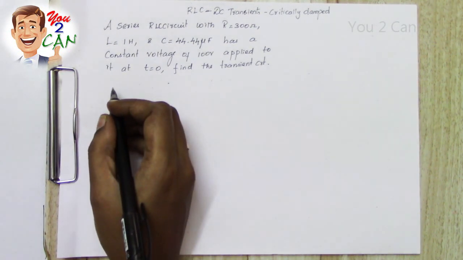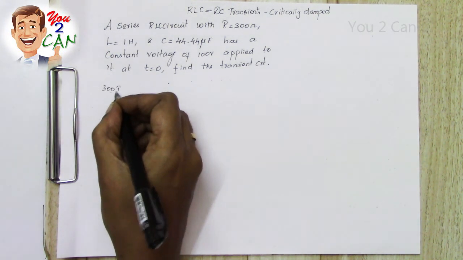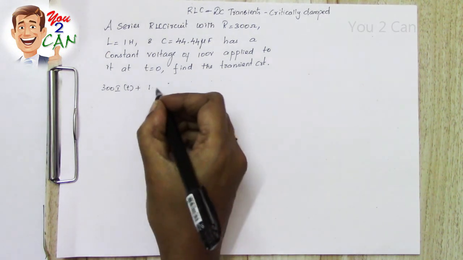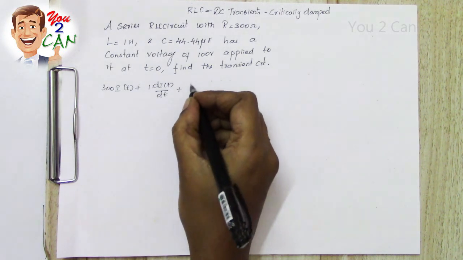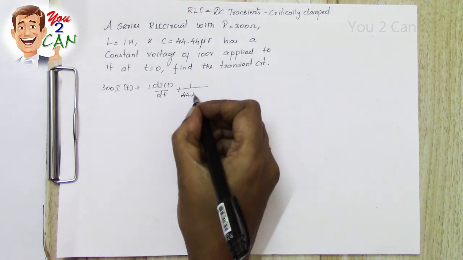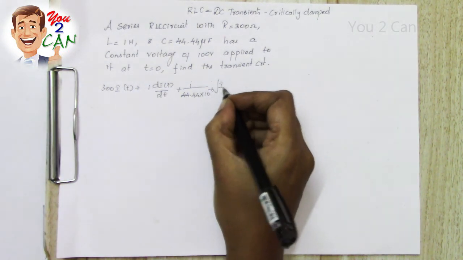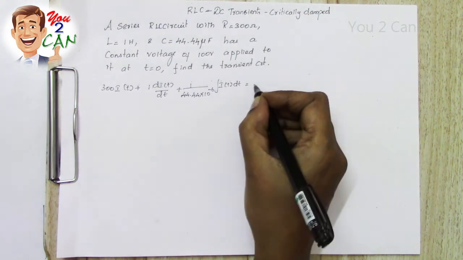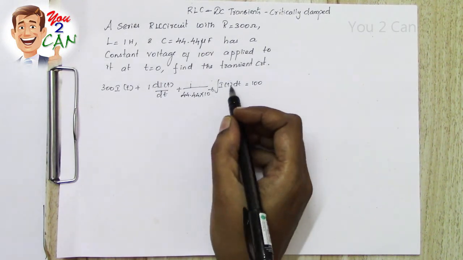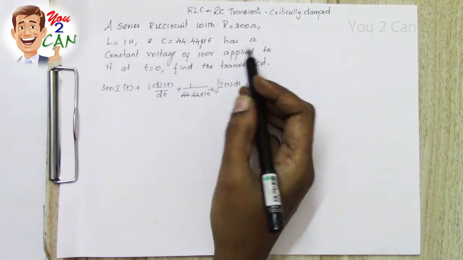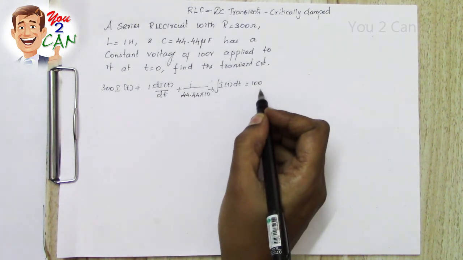So by applying KVL, we are going to write the equation, that is 300 I of t plus L, which is 1, di of t by dt, plus 1 by C, which is 44.44 into 10 power minus 6, integral of I of t dt, will be equal to the supply DC voltage, that is 100. I have written it directly because here there is no clue about the initial conditions, so we have to assume the initial conditions to be 0.